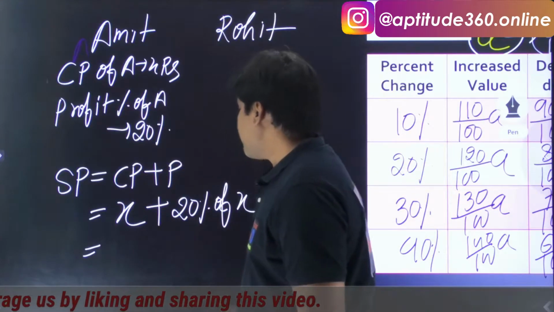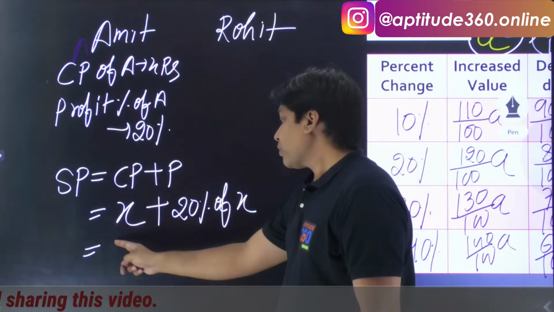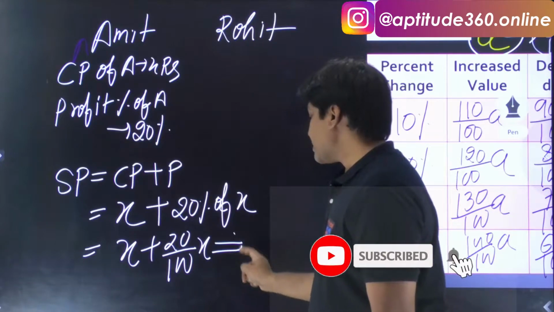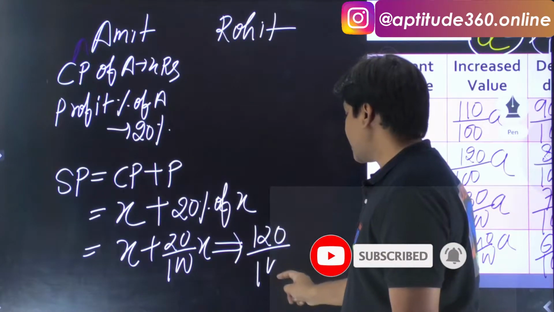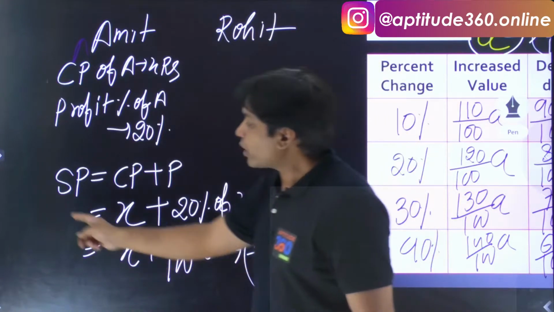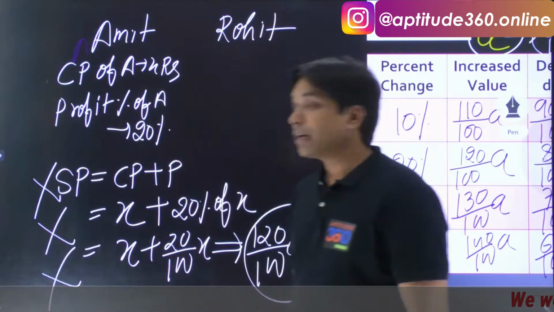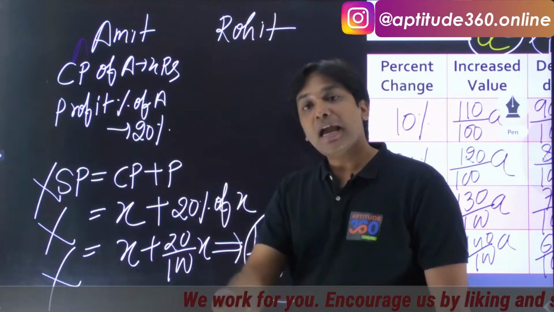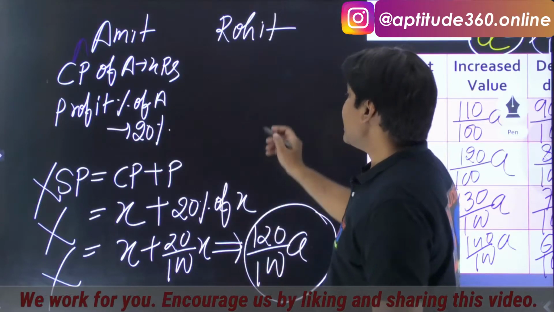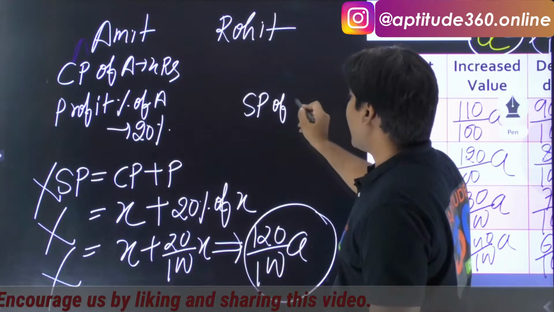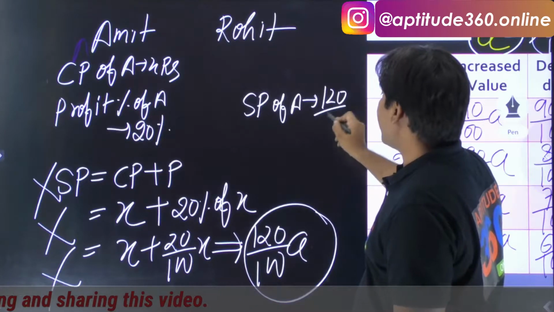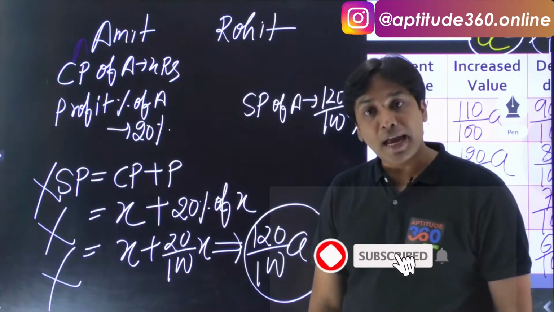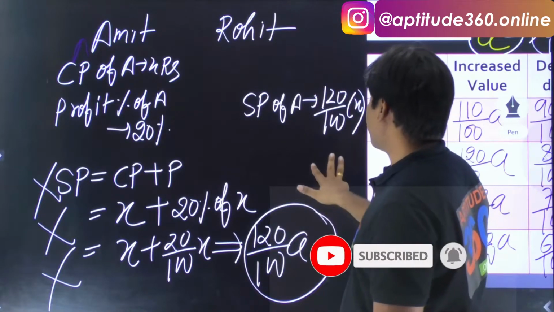20% of what? 20% of X, because you find profit on the CP. And if you simplify, can you understand that if you're increasing X by 20%, aren't you having the same kind of answer, which is 120 divided by 100 of X? Then I say, can you not write these steps? If A is selling something to B at 20% profit, then the selling price of A is going to be 120 by 100 of its cost price, and the cost price over here is given to you as X, so that becomes 120 by 100 X.